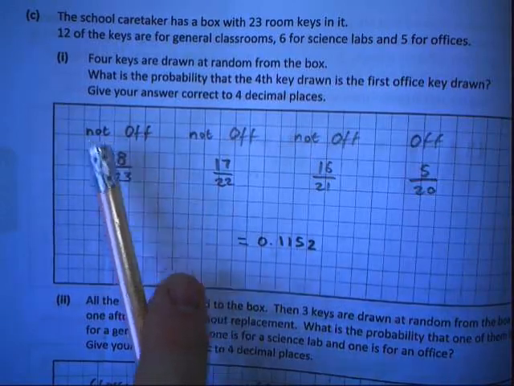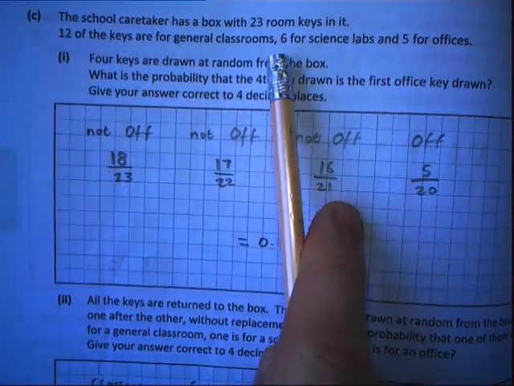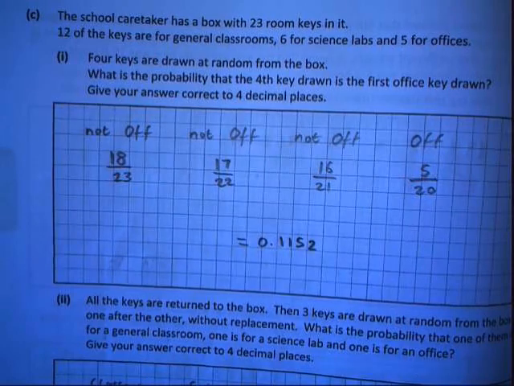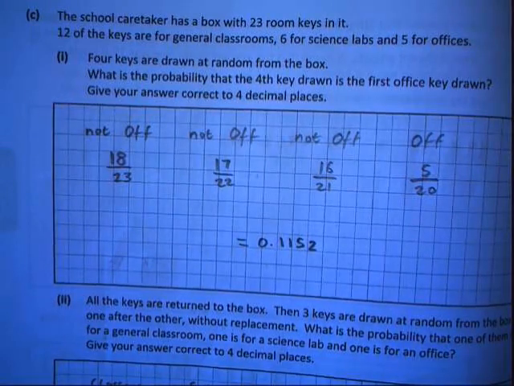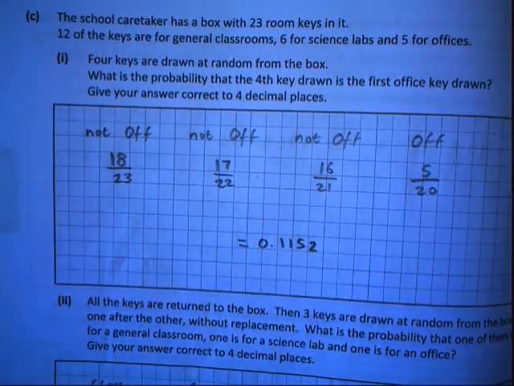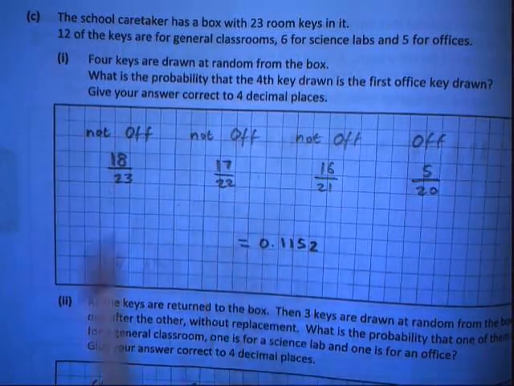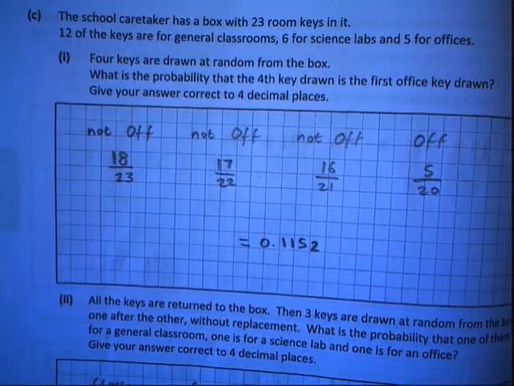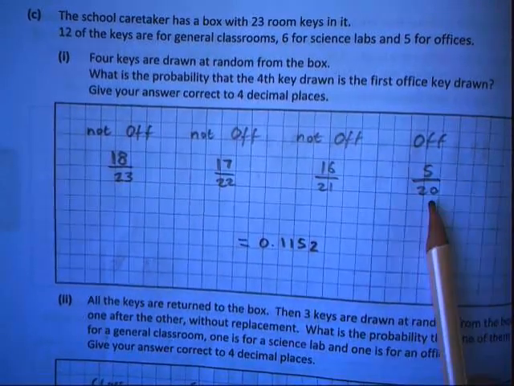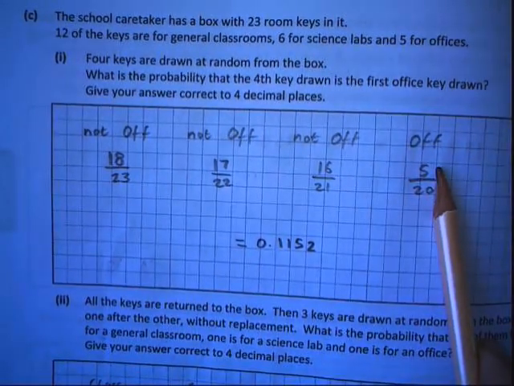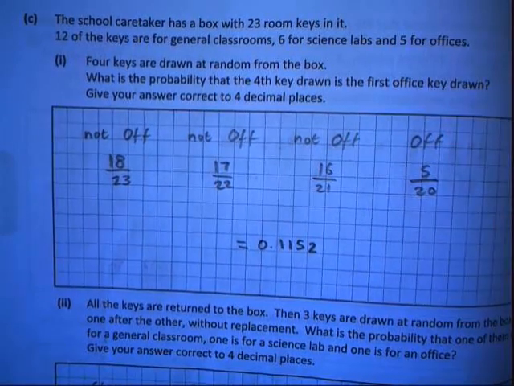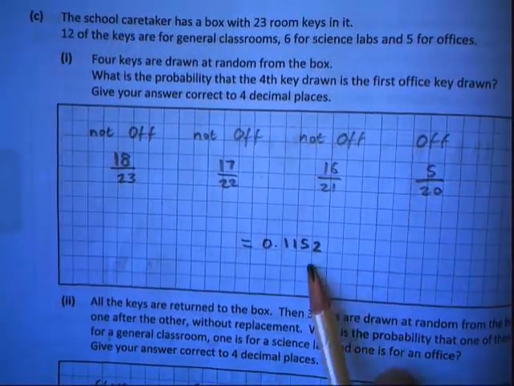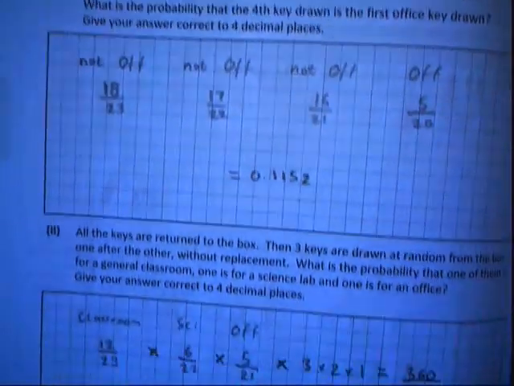So not an office key is these 12 and these 6. So there's 18 that aren't for the offices. So 18 out of 23. So the second one is 17 out of 22 because you haven't got 23 keys anymore. You haven't got 18 that don't work in the office, and so on. You get down to here, there's still 5 office keys, but there's only 20 keys to choose from. You multiply these together, you get this probability. Moving on.